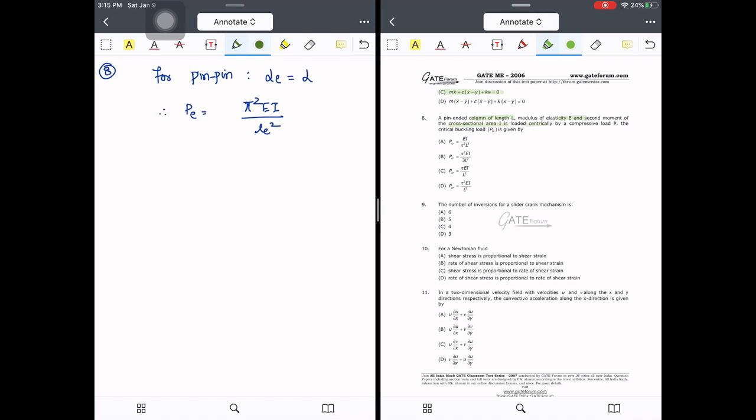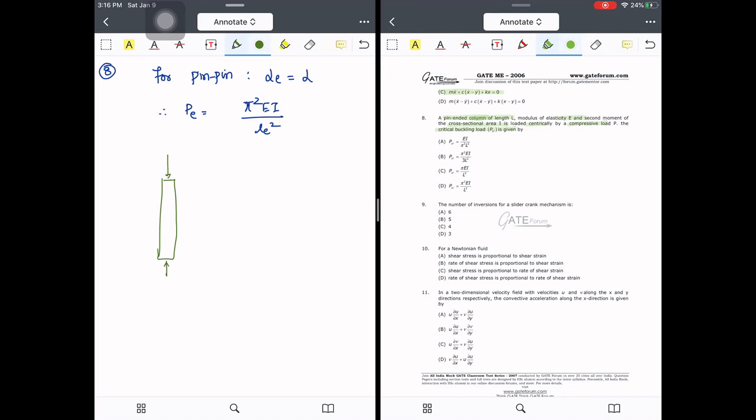For a pin-ended column of length L, modulus of elasticity E, second moment of inertia I and cross-sectional area A, loaded eccentrically by a compressive load P, the critical buckling load P_cr is given by. So basically what they have asked is for pin-ended. So when we say pin-ended, first we say what actually the buckling load is.